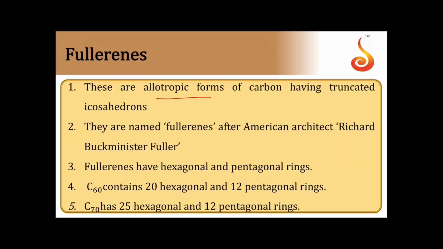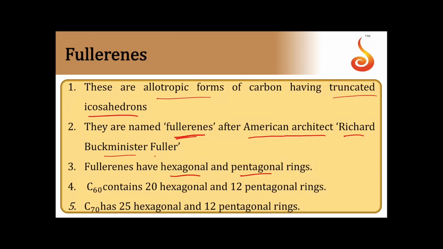Fullerenes are allotropic forms of carbon having truncated icosahedron structures. So they are named Fullerenes because of the American architect Richard Buckminster Fuller.